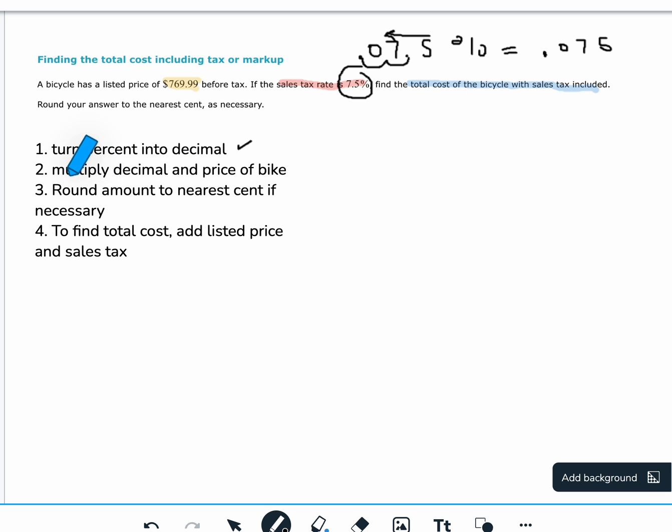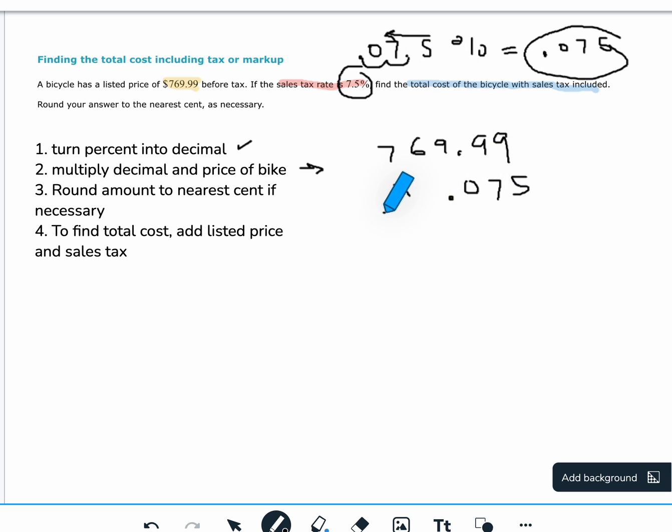I'm about to multiply the decimal and the price of the bike. My decimal is 0.075 right here, and the price of the bike is $769.99. I'm going to do step 2. Step 2 is I take what the bike costs. Now, in your test today, they're going to give you a calculator. So good news, you use a calculator. You're going to multiply that with the decimal, 0.075. When you multiply that, and of course you get to use a calculator, you're going to get a very long number: 57.74925. It's a very long number, but when we talk about money, we always round it to the hundredths spot.